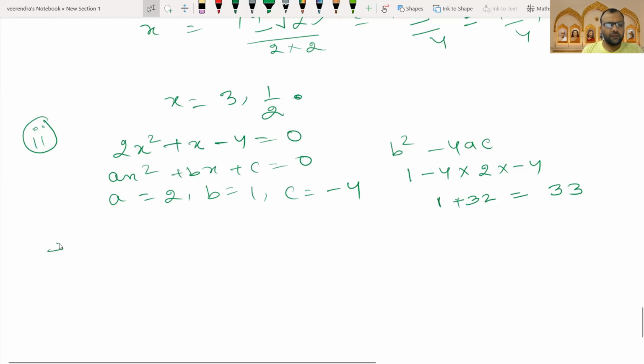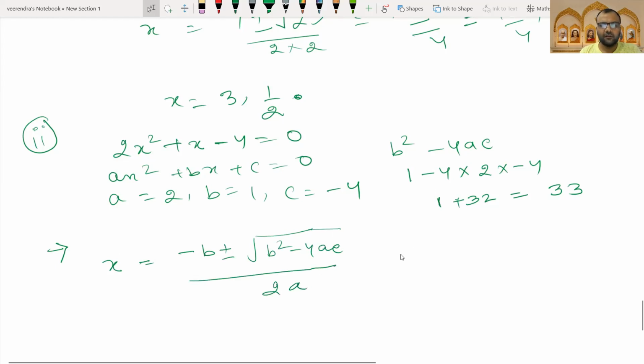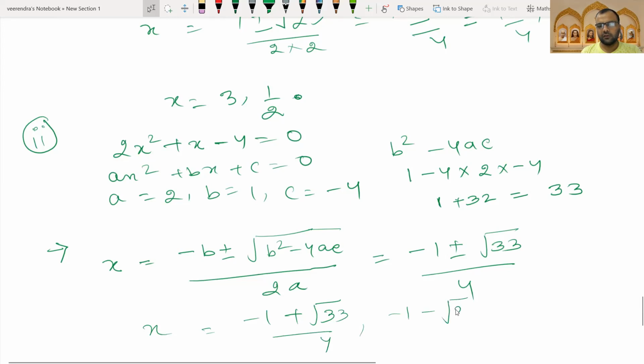So the value of b² − 4ac is 33. So from here, now we will apply the formula x = (−b ± √(b² − 4ac))/2a. And by putting the values, we can get the answers. Minus b will become −1, ± square root of b² − 4ac, which is 33, square root of 33 upon 4. So we will get the roots as (−1 + √33)/4 and (−1 − √33)/4.